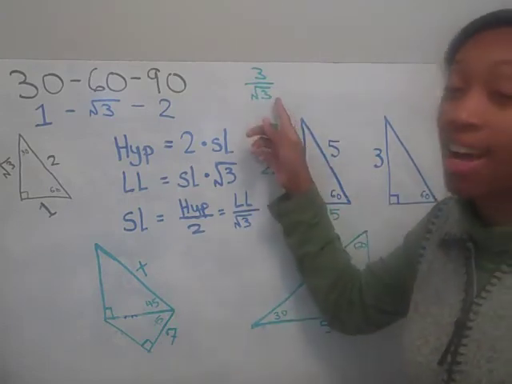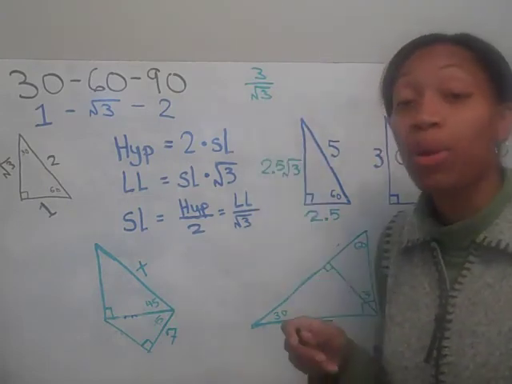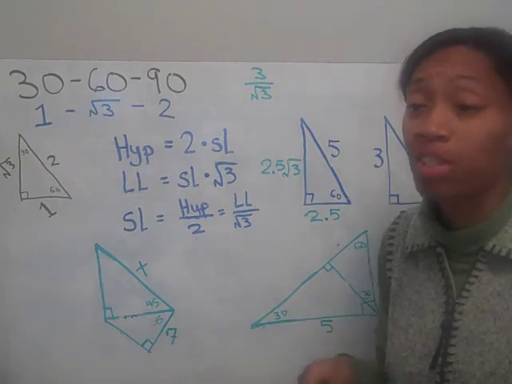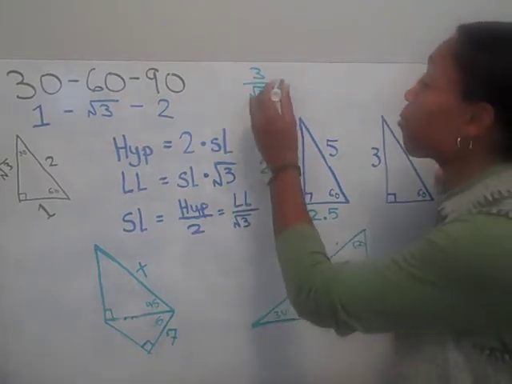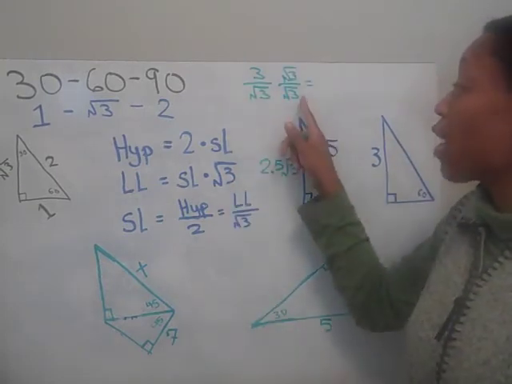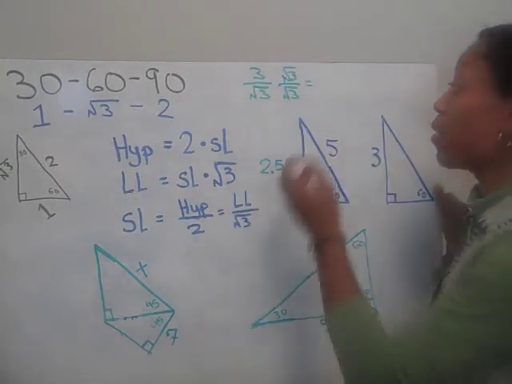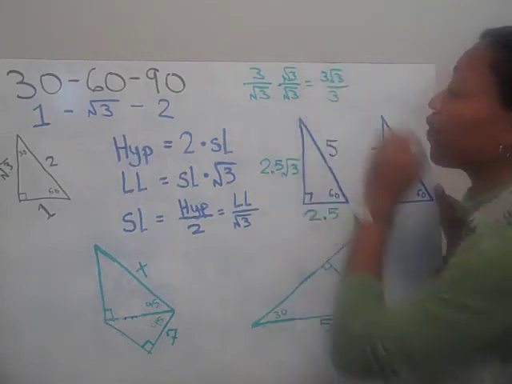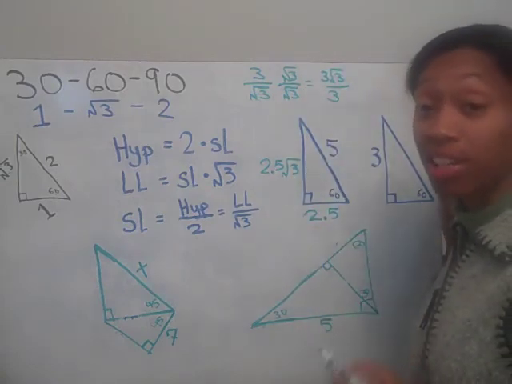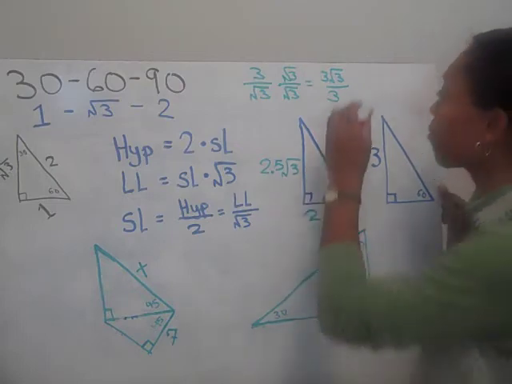Let's write that to the side so we can rationalize it. We need to multiply by square root of 3 over square root of 3 in order to get the square root out of the denominator. Square root of 3 times square root of 3 is just 3. And it looks like the 3's actually canceled, just to give me square root of 3.